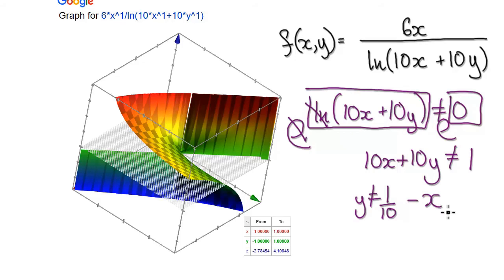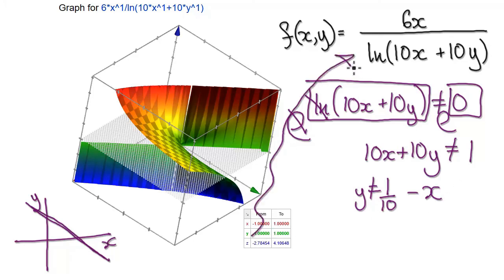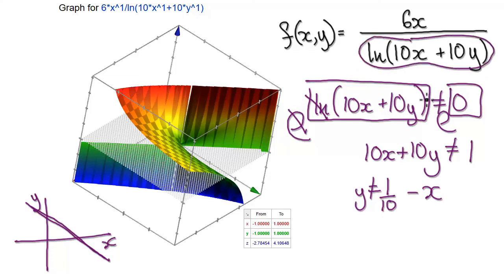So in your mind, picture this. Your domain would be something like this. Your xy plane, and then this is a straight line, negative gradient of 1, intercept of 1 over 10, something like this. So make sure y cannot be anything on this line here. And now going back to the original function, we've already established that this thing cannot be 0. The denominator cannot be 0.